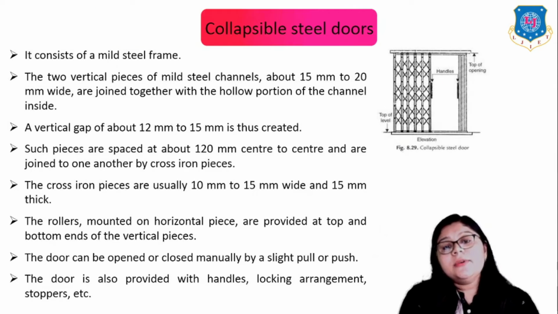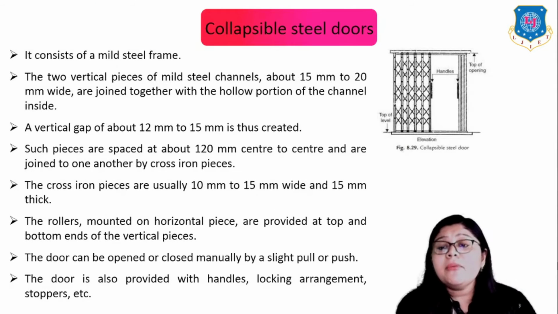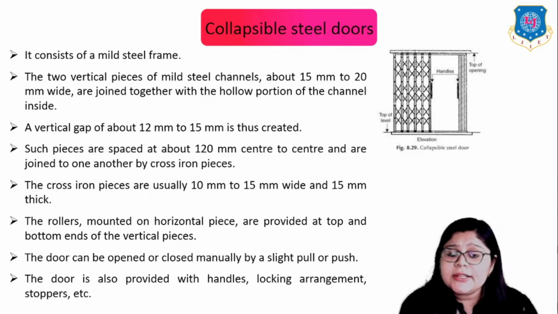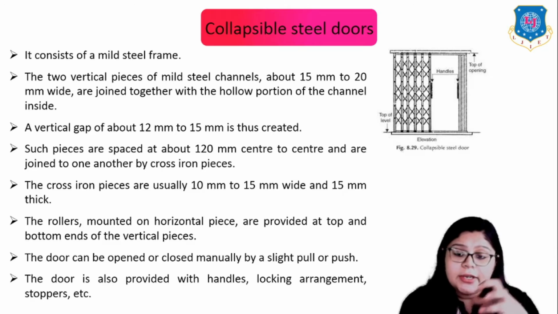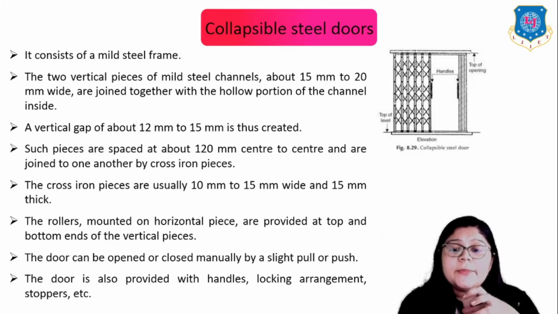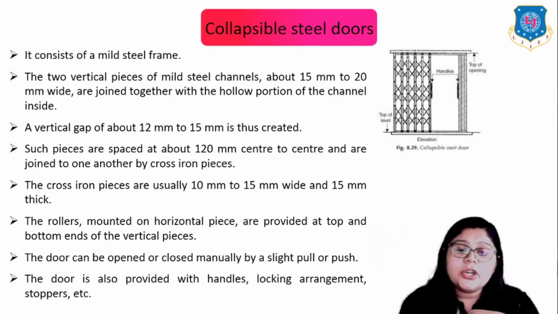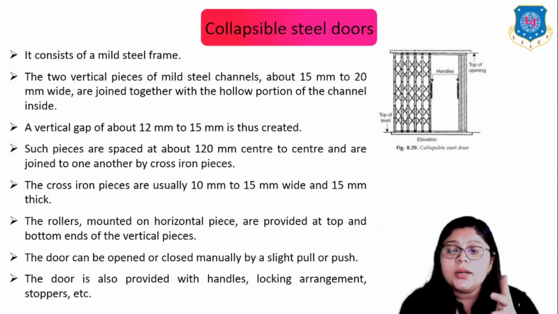Next is the collapsible steel door. So it consists of a mild steel frame as shown in this figure. The two vertical pieces of mild steel channel about 15 mm to 20 mm wide are joined together with the hollow portion of the channel inside. The vertical gap of 12 mm to 15 mm is thus created. Such pieces are spaced at about 120 mm center to center and are joined to one another by cross iron pieces. The cross iron pieces are usually 10 mm to 15 mm wide and 15 mm thick.